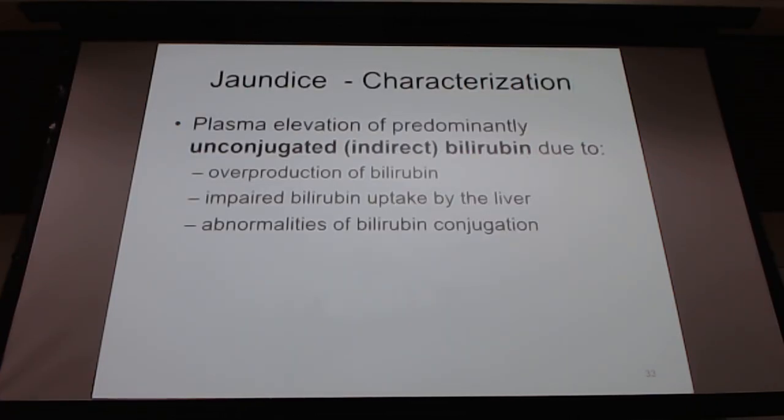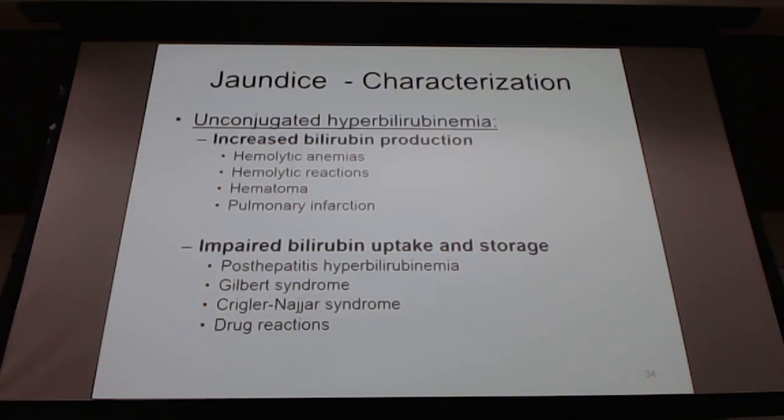We have our unconjugated because we've got the lab. So plasma elevation, predominantly unconjugated. There's maybe an overproduction of bilirubin, or it's not being uptaken by the liver, or there's problems with the conjugation of that. Another slide here, increased bilirubin. We have unconjugated hyperbilirubinemia. So what I say, above a level of what? 2. Good. So hemolytic anemias, hemolytic reactions, hematomas, pulmonary infarctions.